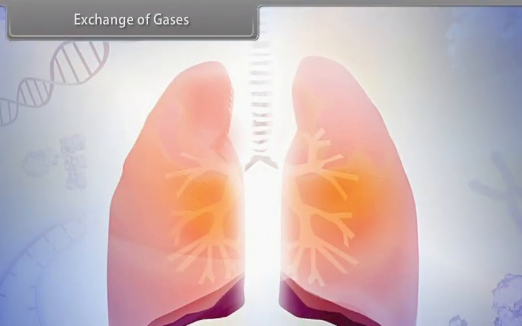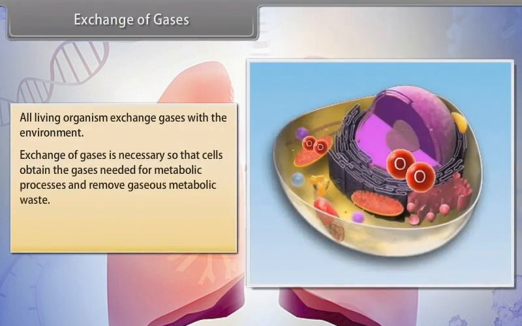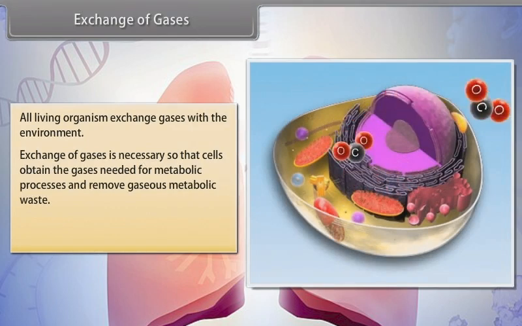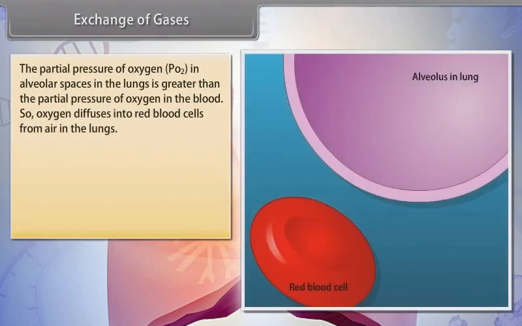Exchange of gases. All living organisms exchange gases with the environment. Exchange of gases is necessary so that cells obtain the gases needed for metabolic processes and remove gaseous metabolic waste. Through respiration, gases are exchanged with the atmosphere via the blood. The partial pressure of oxygen in the alveolar spaces in the lungs is greater than the partial pressure of oxygen in the blood.